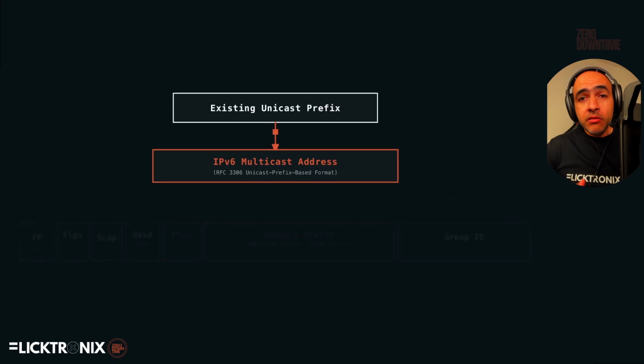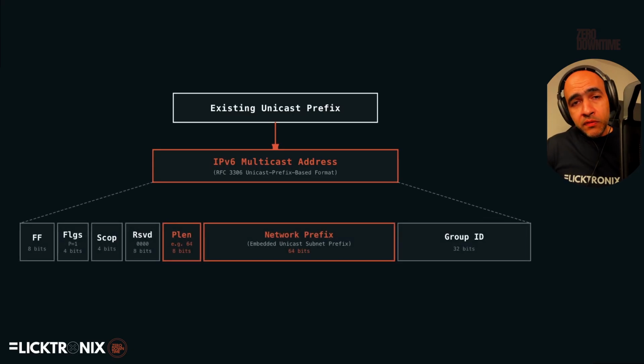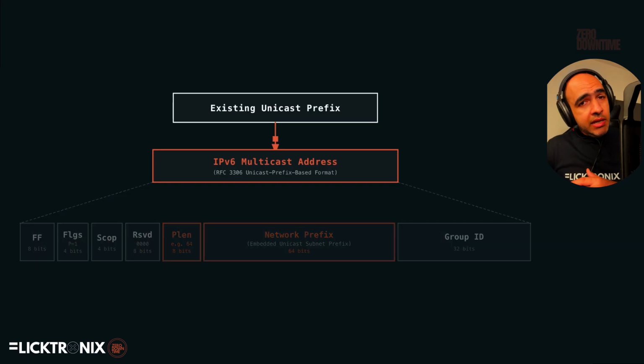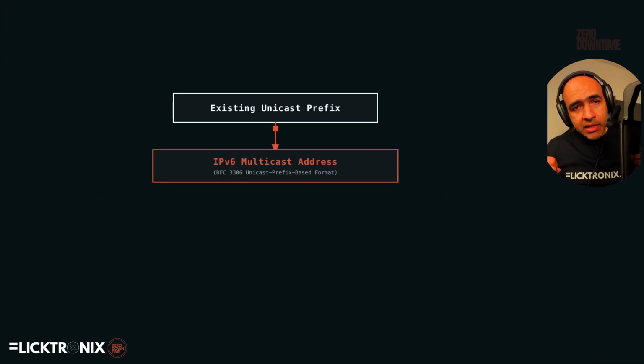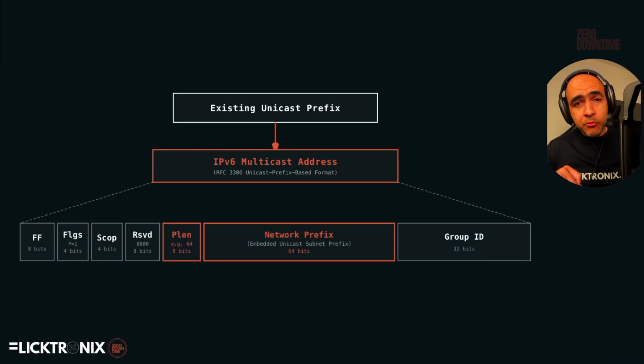IPv6 introduces another useful addressing mechanism. Instead of arbitrarily allocating a multicast address, you could derive multicast addresses from an existing unicast prefix. This is well noted in RFC 3306. As an operator, you likely own the unicast prefix, so that prefix becomes part of the multicast address. The multicast ID is therefore derived from existing addressing authority. This is a different approach from IPv4, and the same framework provides the basis for IPv6 source-specific multicast addressing.